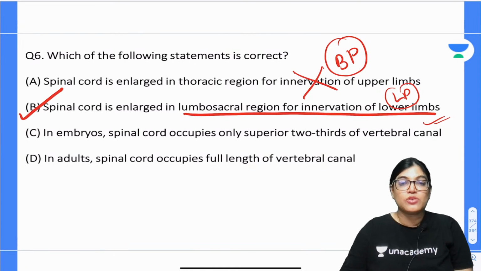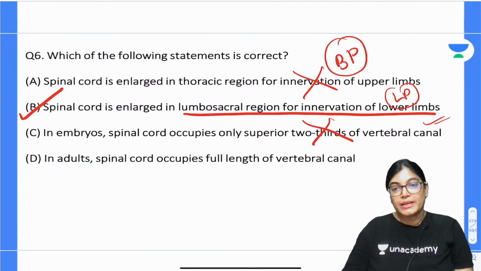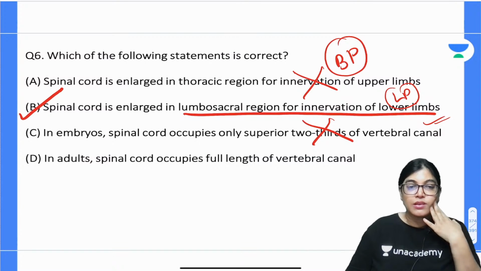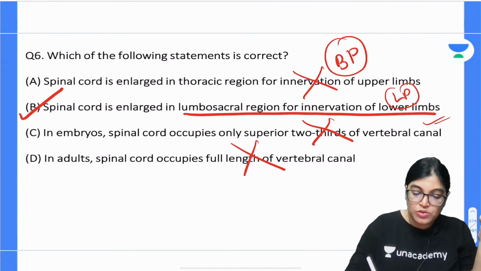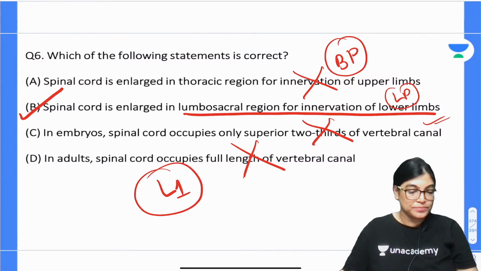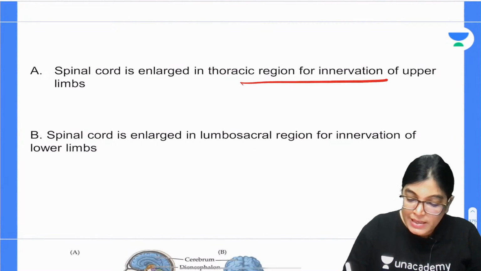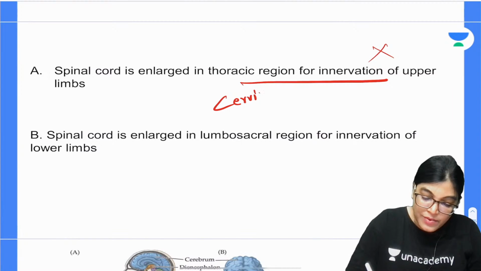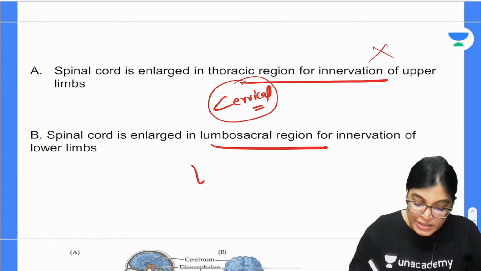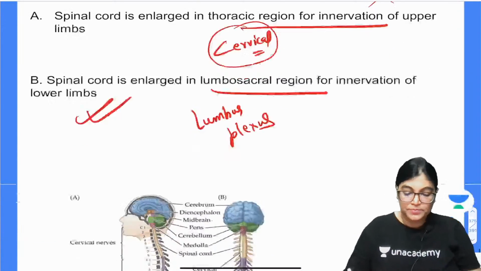In embryo, it is occupying not the superior 2/3, but the whole of the length in the embryo till the 3rd month of intrauterine life. In adult, full length is absolutely wrong. It ends at the level of L1 lower border, lumbar vertebra. So, let us see one by one the option. It is enlarged in thoracic region, absolutely wrong. It is enlarged in the cervical region to innervate the upper limb, with the formation of brachial plexus. In the lumbosacral region, it will form the lumbar plexus and innervate the lower limb. So, this is absolutely correct.